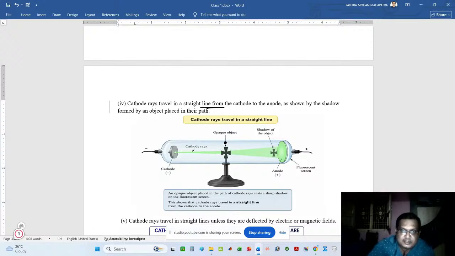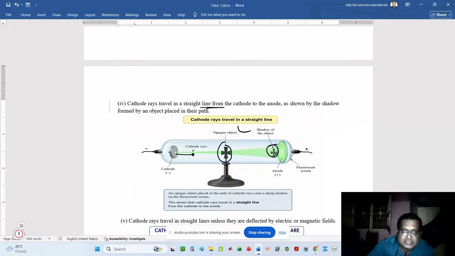If you put an object, this is your opaque object. Opaque object means no light will pass through this object. Then I will keep an opaque object in the straight line path of the cathode ray. Then what will happen? A shadow will form. This is the shadow, this is the opaque object. A shadow formed here. That means I can say that cathode ray travels in a straight line.